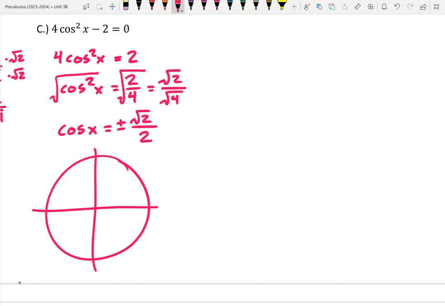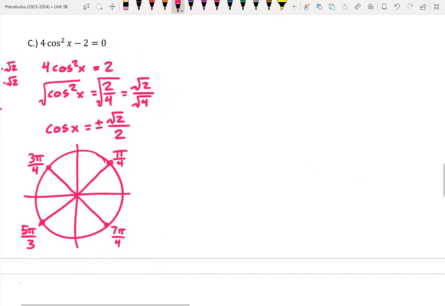Here. Jathan, when is cosine positive and negative? Square root of 2 over 2. Pi over 4. What was the next one you said? Okay, 7. Where else? So all our pi over 4s.